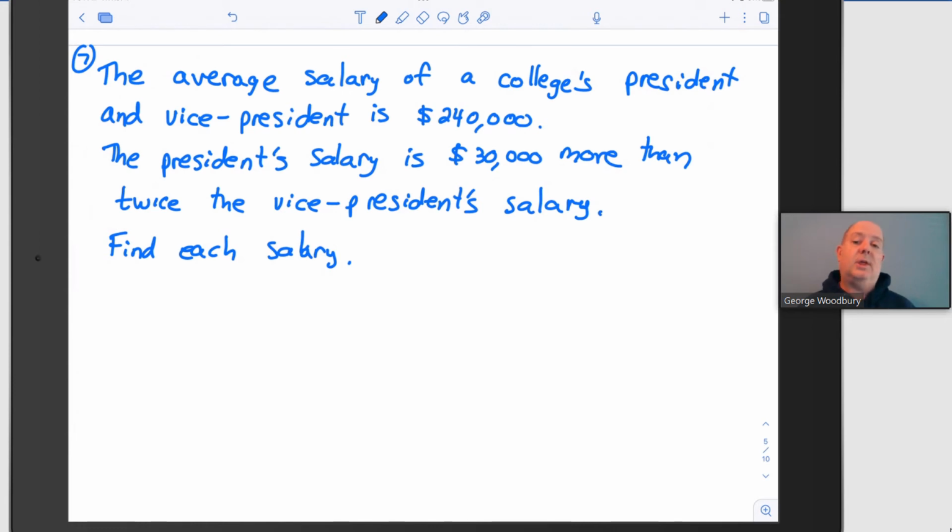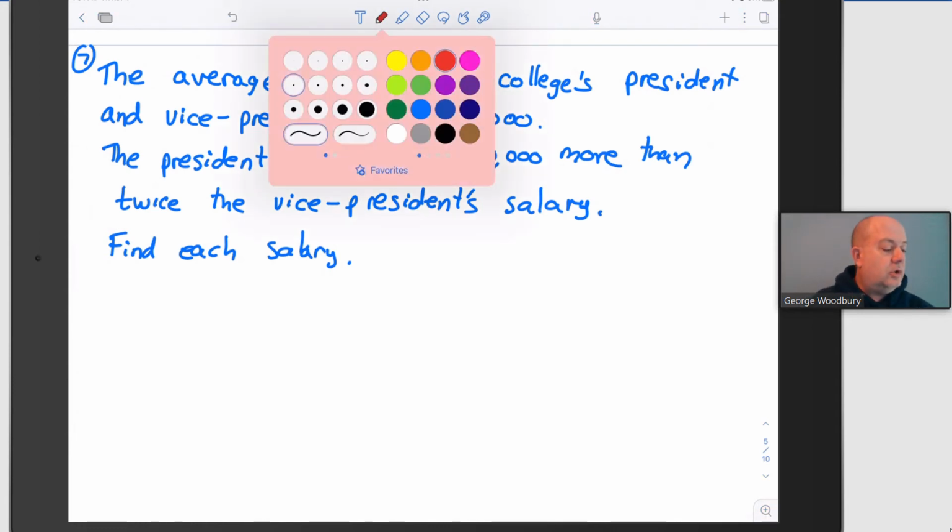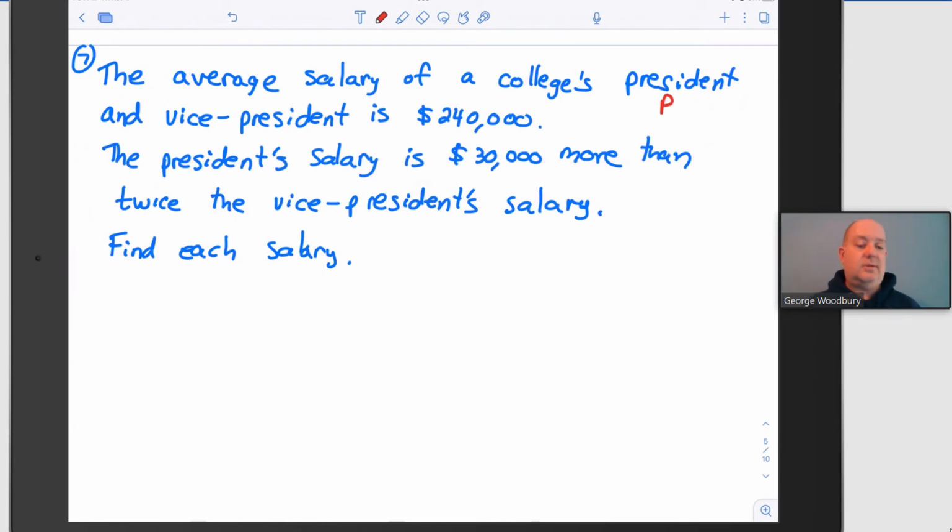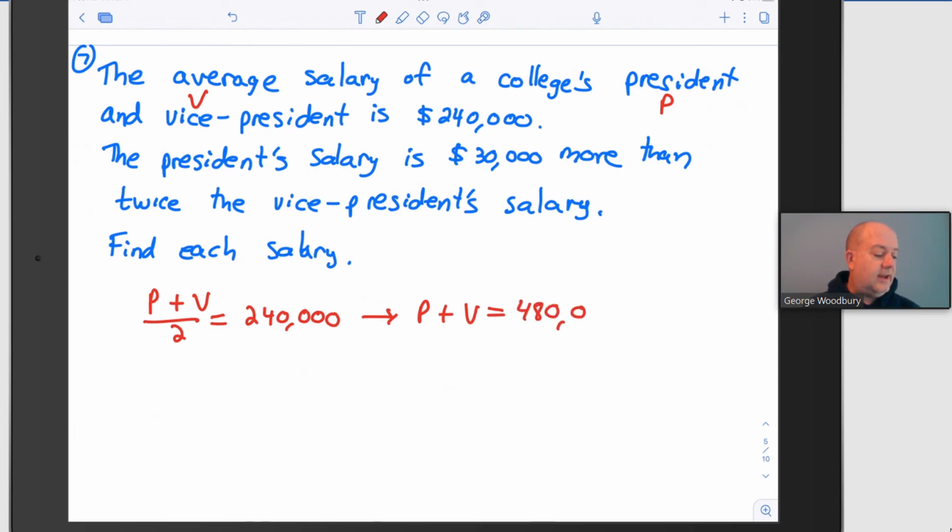Find each salary. So for variables, I'm going to use P for president and V for vice president. And I know that their average salary is $240,000. So that means if I take the president's salary, add the vice president's salary, divide that by 2, I get $240,000. Now that looks a little different than the equations that we've been using, but if I multiply both sides of the equation by 2, I get P plus V equals 480,000.